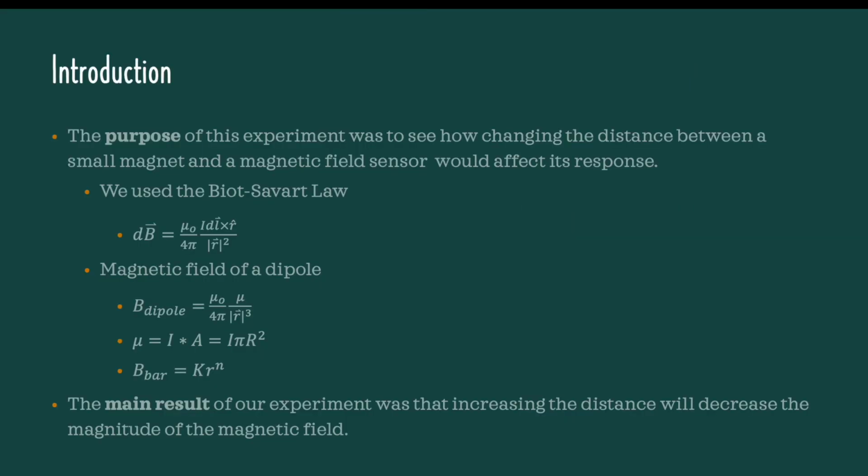The purpose of this experiment was to see how changing the distance between a small bar magnet and a magnetic field sensor would affect its response. We used the Biot-Savart law and the magnetic field of a dipole equations. The main result of our experiment was that increasing the distance will decrease the magnitude of the magnetic field.